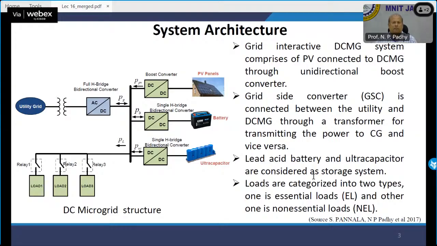So the grid interactive DC microgrid system comprises PV connected to the DC microgrid through unidirectional boost converters. The grid side converter, GSC, is connected between the utility and the DC microgrid through a transformer for transferring power from the conventional grid and vice versa. Now, lead acid battery and ultra capacitor are considered as storage systems. Loads are categorized into two types. One is essential load and the other is non-essential load.